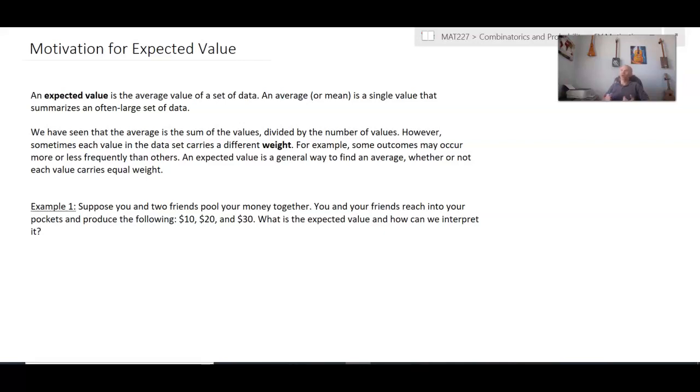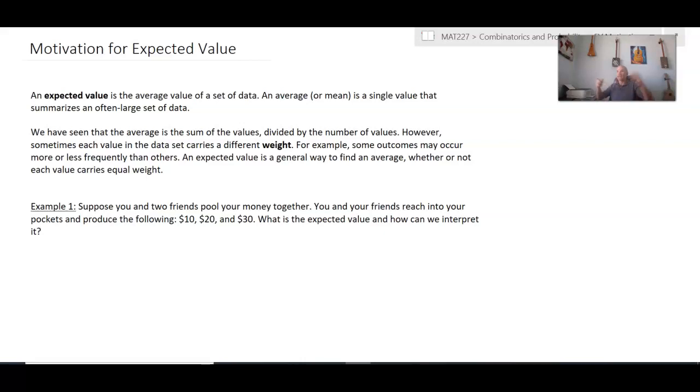In this video, we're going to motivate something called the expected value. And the expected value is a more general term for what we've called the average or the mean of a data set. Now remember that when we have a large set of data, it's very difficult just to look at the data and see what's going on, especially if there are thousands of values, or even tens of values for that matter.